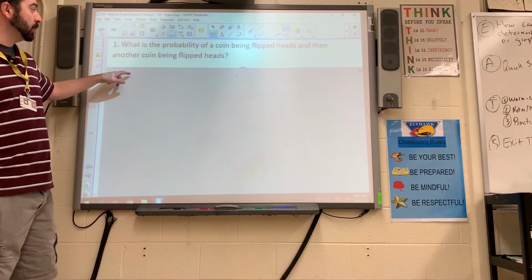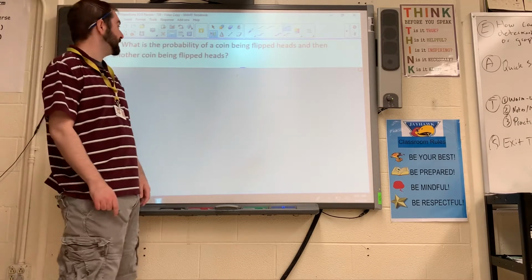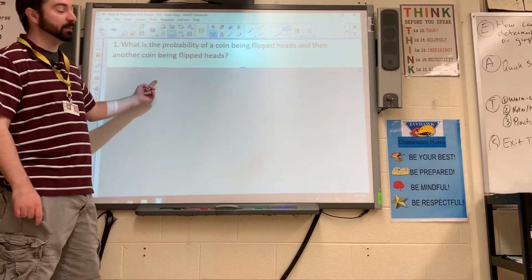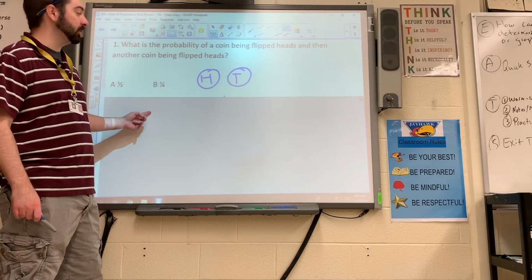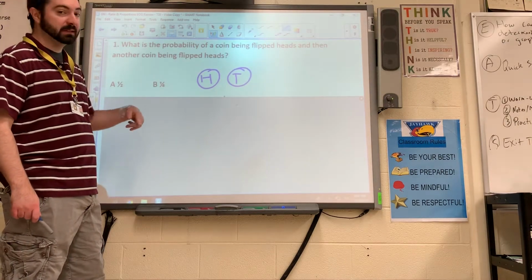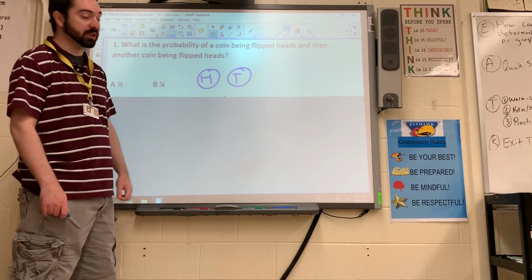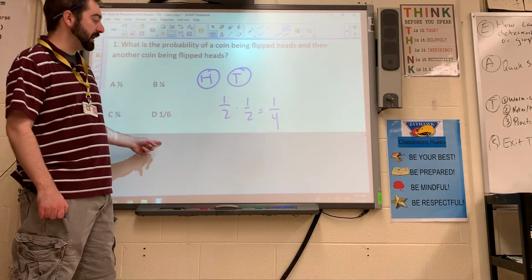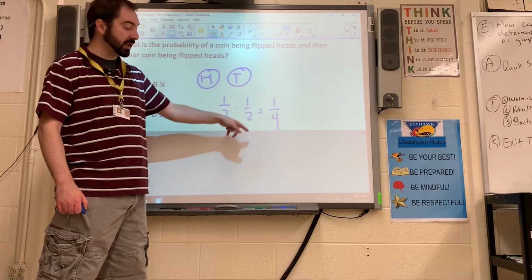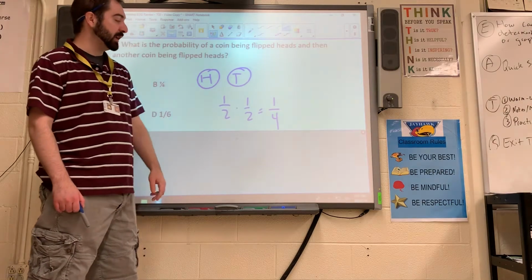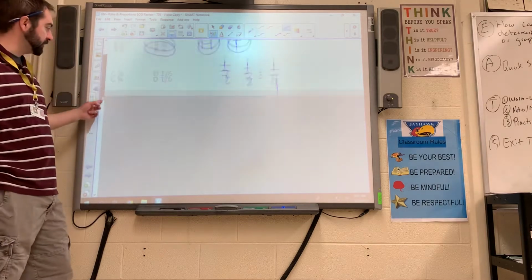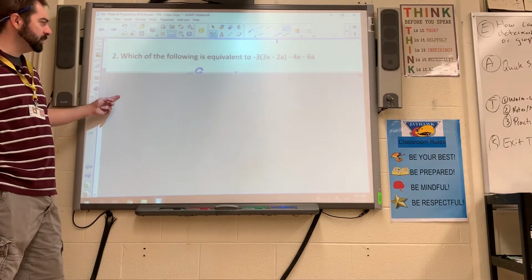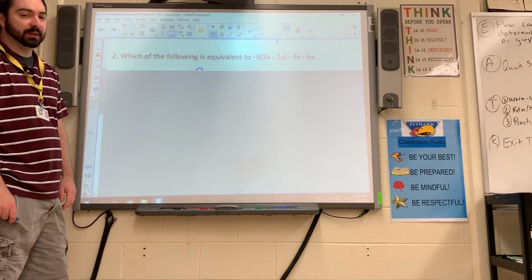Starting off with the warm up, number one, what is the probability of a coin being flipped heads and then another coin being flipped tails? So we have two coins being flipped. It's a multiple event, so we know that we're going to multiply the first event times the second event. Again, quick strategy, just the heads and the tails. Probability we get heads, 1/2. Probability we get tails, 1/2. 1/2 times 1/2, we got 1/4. Answer choice B, 1/4.